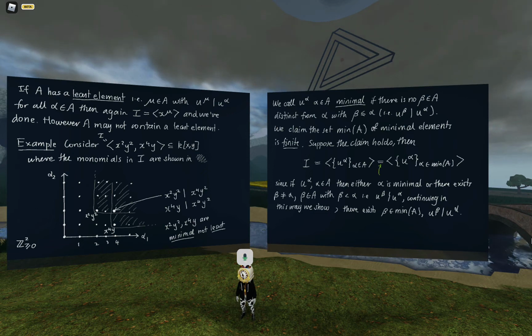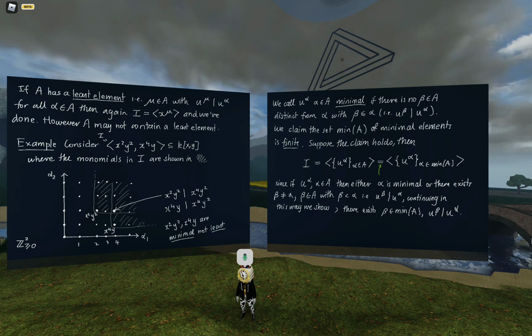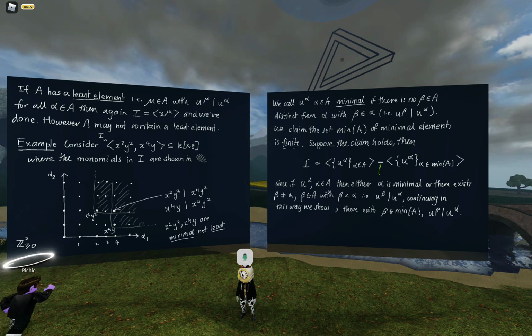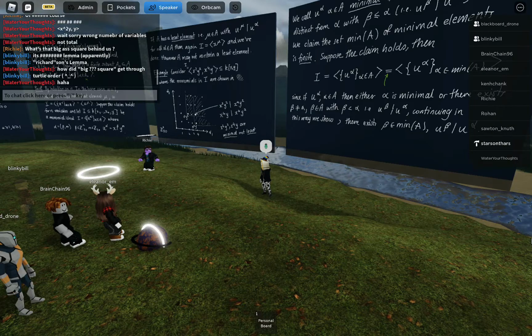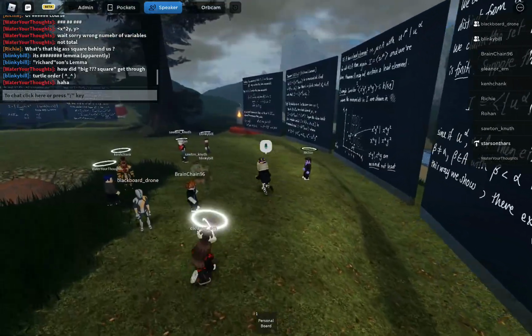And if we can prove the claim that min A is finite, then we will have proved the inductive step, that I has a finite generating set of monomials. Okay, so we're going to move on to another set of boards to prove the claim. Actually, we'll go back to the first set of boards so we can use this 3D thing. But are there any questions before we move over there? Okay, seems not. So let's go back to the first set of boards.